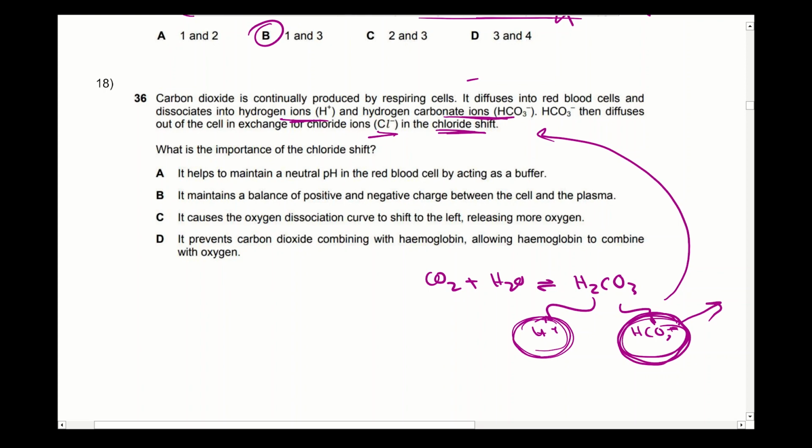Now let's see the suggestions that we have here. A, it helps to maintain a neutral pH in the red blood cell. Now it's not the pH here, we're talking about positive and negative charges. B, it maintains a balance of positive and negative charges. This is correct due to the reasons we just mentioned. C, it causes the oxygen dissociation curves to shift to the left, releasing more oxygen. This is incorrect, we're talking about the charges. D, it prevents carbon dioxide combining with hemoglobin, allowing hemoglobin to combine with oxygen. This is also incorrect and the answer is going to be B.